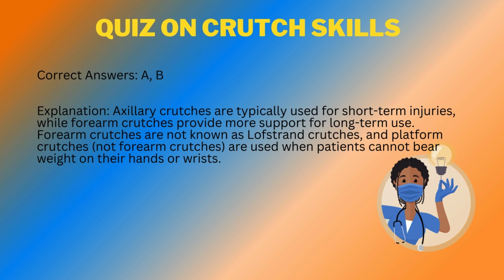Explanation: axillary crutches are typically used for short-term injuries, while forearm crutches provide more support for long-term use. Forearm crutches are not known as Lofstrand crutches, and platform crutches, not forearm crutches, are used when patients cannot bear weight on their hands or wrists.